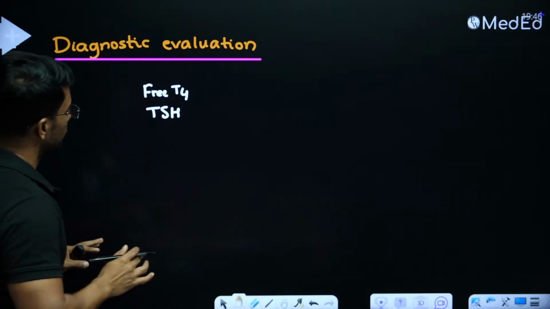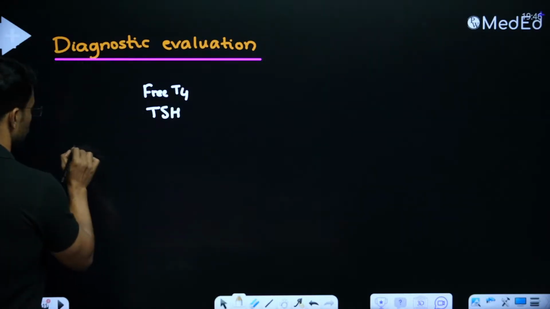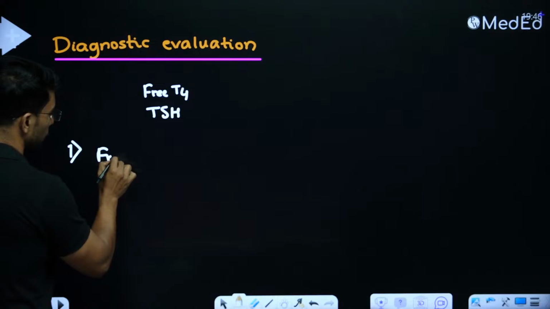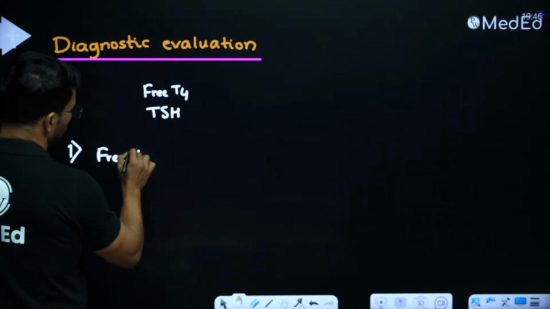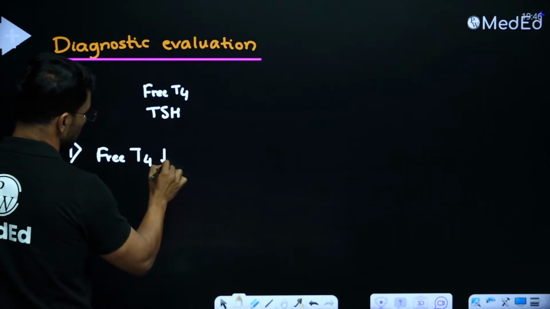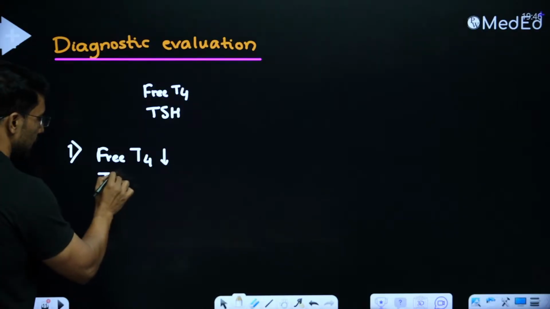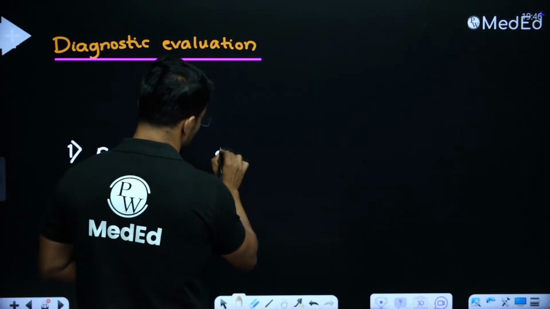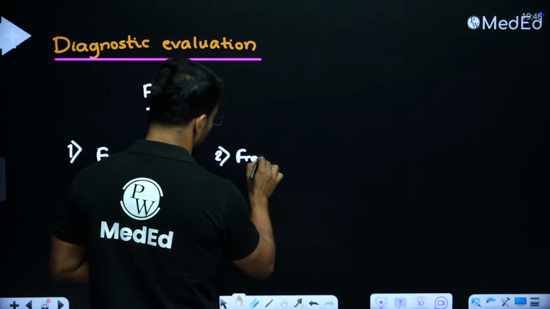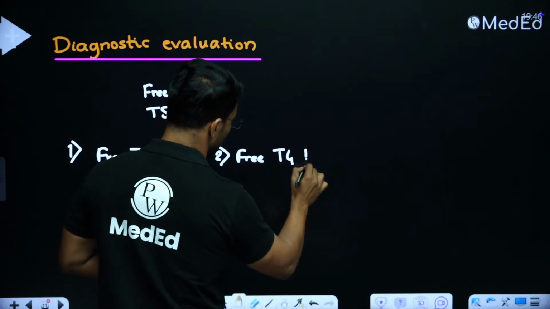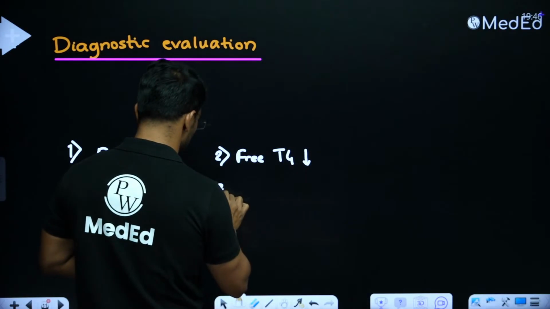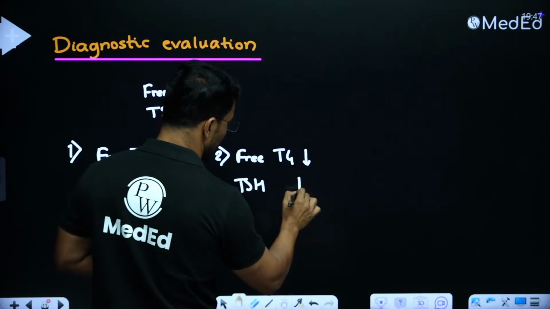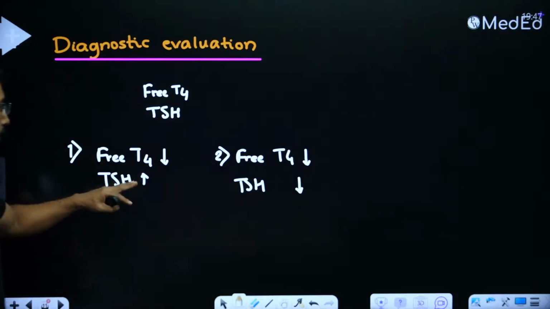So when we do that, let us say in the first scenario, in all hypothyroidism, free T3, free T4 will be reduced. So free T4 is reduced, but the TSH appears elevated. In the second scenario, free T4 is reduced and the TSH appears to be decreased. So what does this indicate?